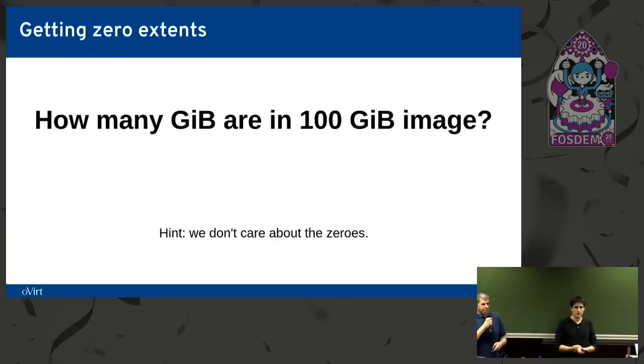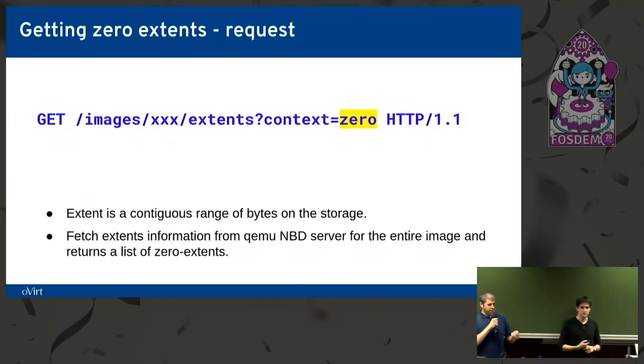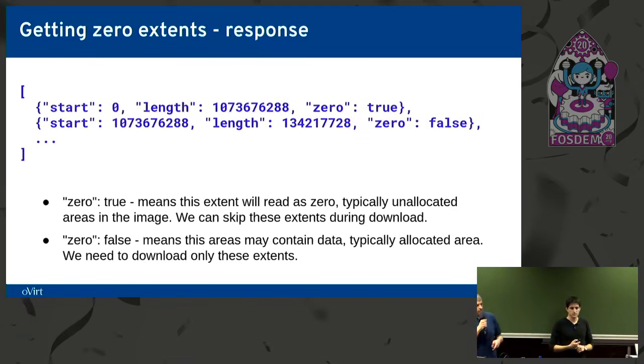Now, let's say we want to download a 100 gigabyte image. How many gigabytes of data are in it? Well, we don't really know. It can contain many zeros. But we don't really care about the zeros, so we don't need to download them. So how do we do it? First we get the zero extents with a GET request, again on the resource, and simply specify context zero. Now, in an example response, we can see that the first extent is zero, so we don't need to download it, we can simply skip it. And the second one isn't zero, so we shouldn't skip it.